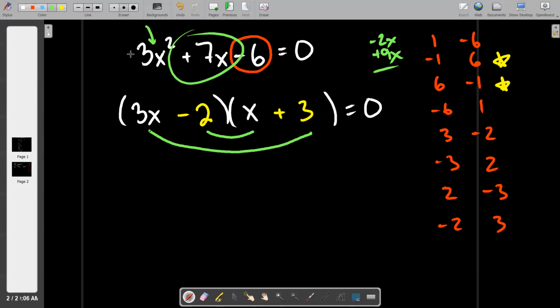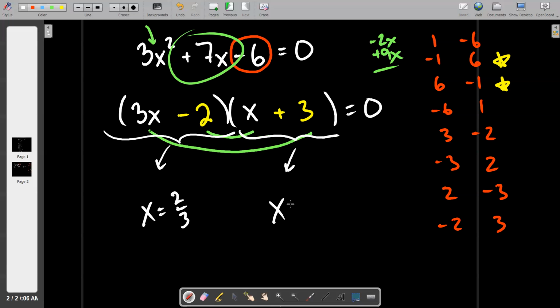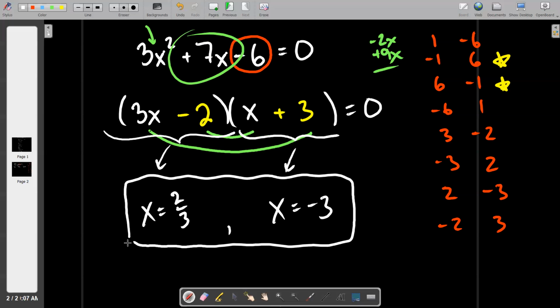Okay. Is this all looking really familiar to you? Good. So let's consider the first set of parentheses right here. What solution do we get out of that? X equals 2/3. Good job. And what solution do we get out of the second batch? Negative 3? You're fine. Just put a comma between them, put a box around it, and you're on to the next one.